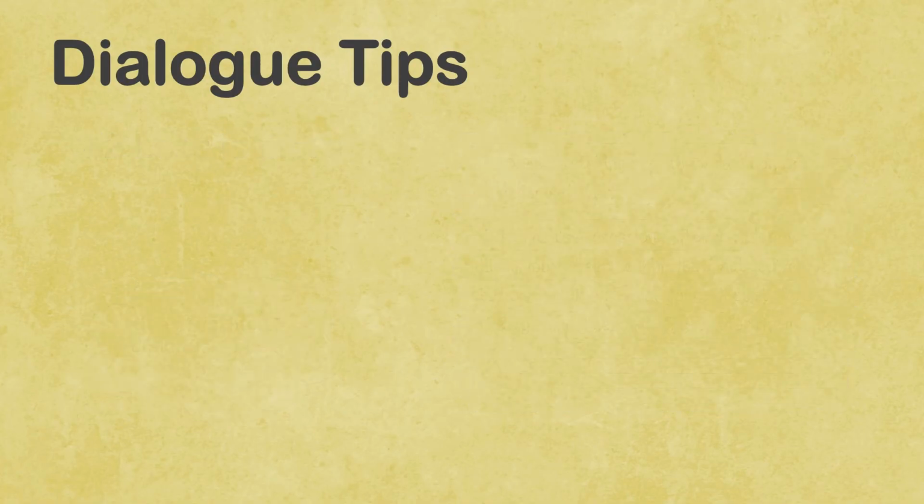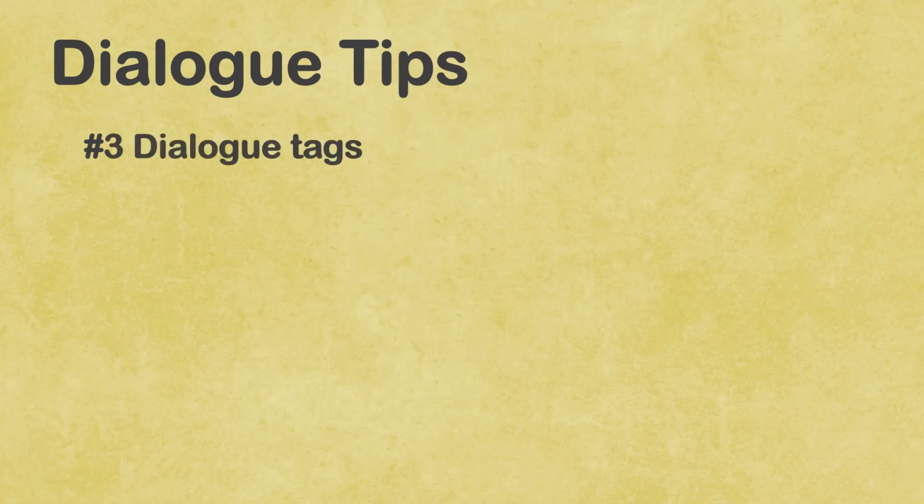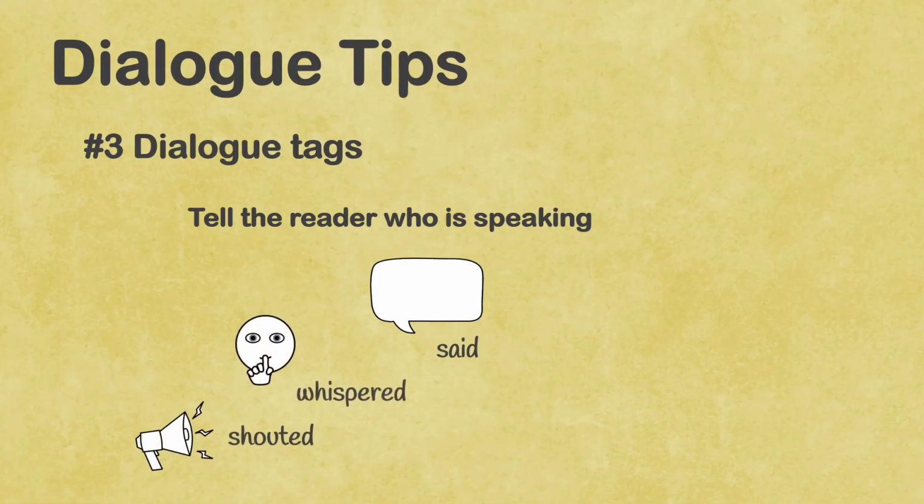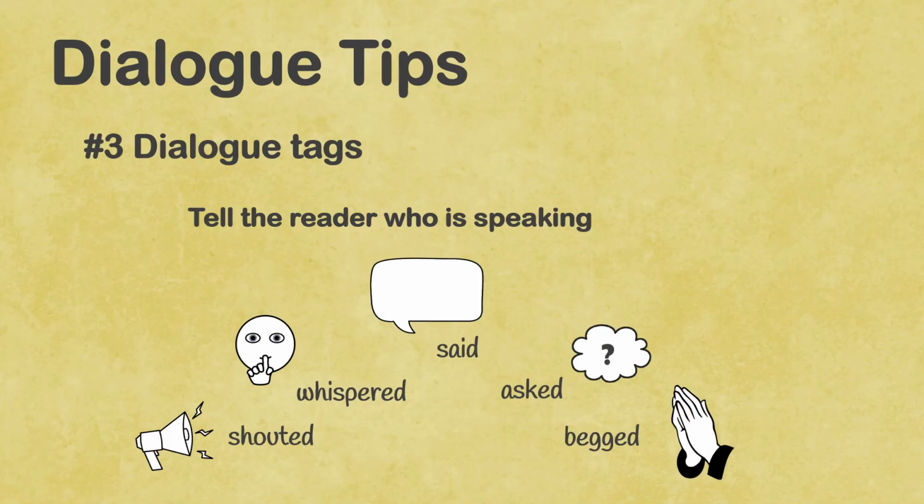Now let's move on to dialogue tags. Dialogue tags tell the reader who is speaking and how they're speaking. Said is most commonly used, but it's important not to overuse it. Other verbs like shouted, whispered, asked, or begged can add more nuance and communicate additional information about the tone or emotion behind the dialogue.